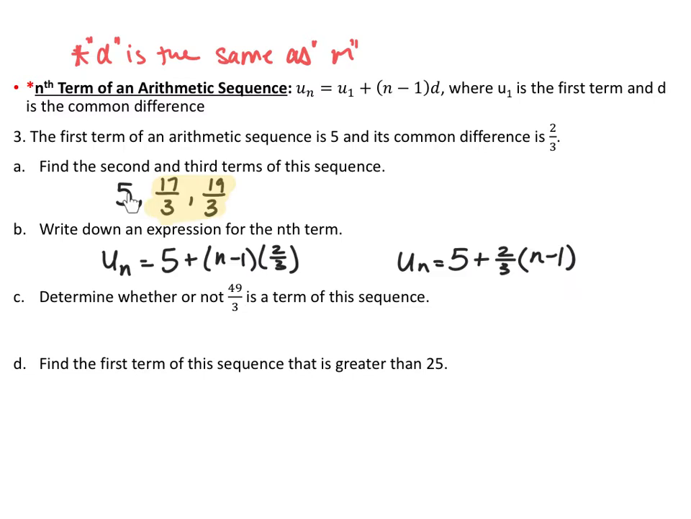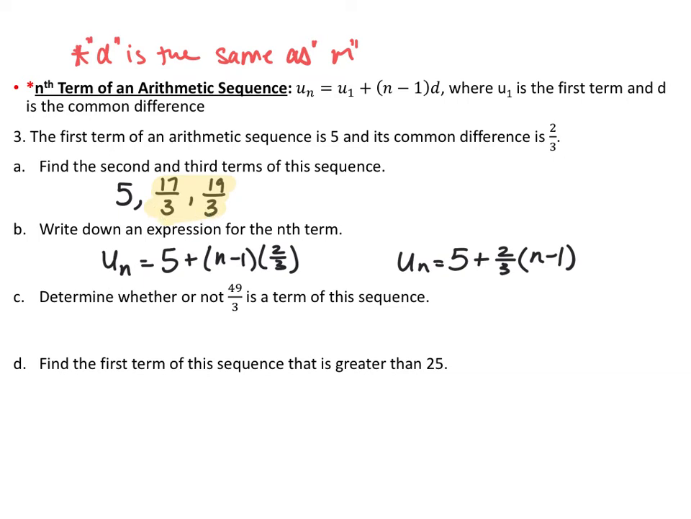So if our first term is 5, if I add 2/3 to it, that means our second term is 5 and 2/3, or 17 over 3. And then if I add 2/3 again, that means our third term would be 6 and 1/3, or 19 over 3. So those are our second and third terms. I just added 2/3 every single time.